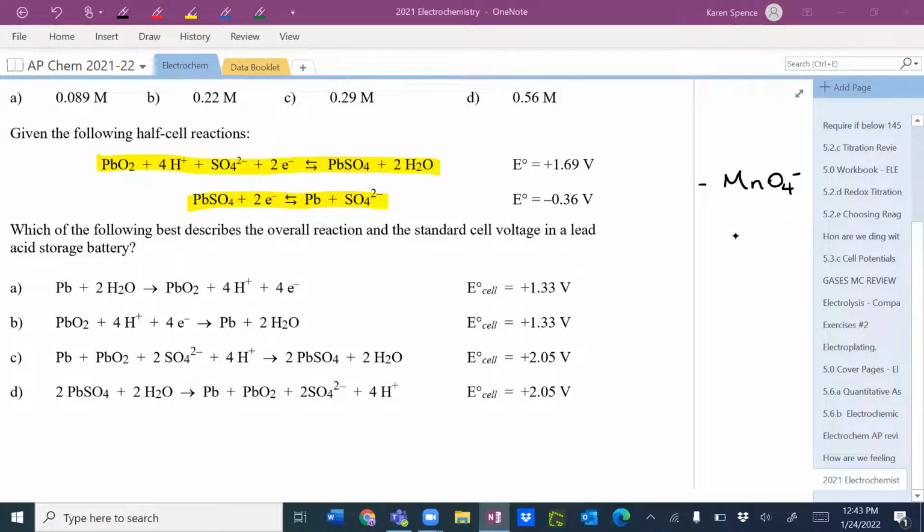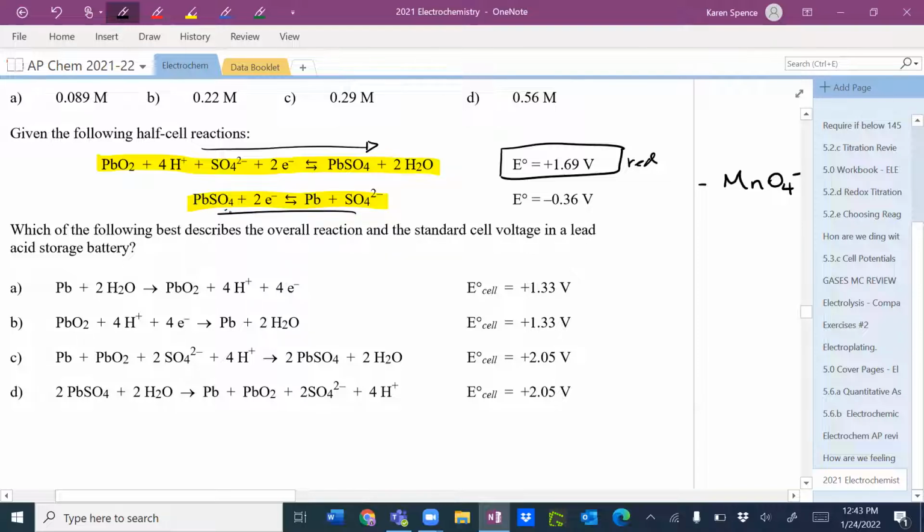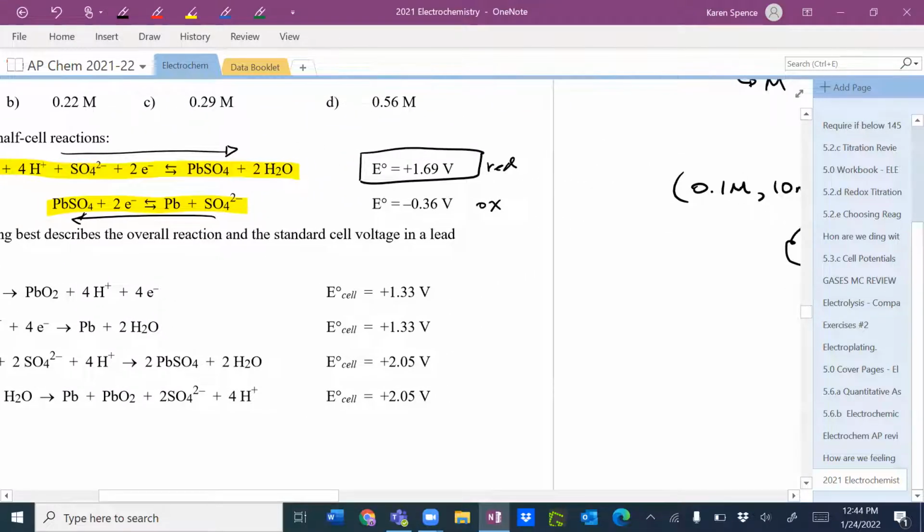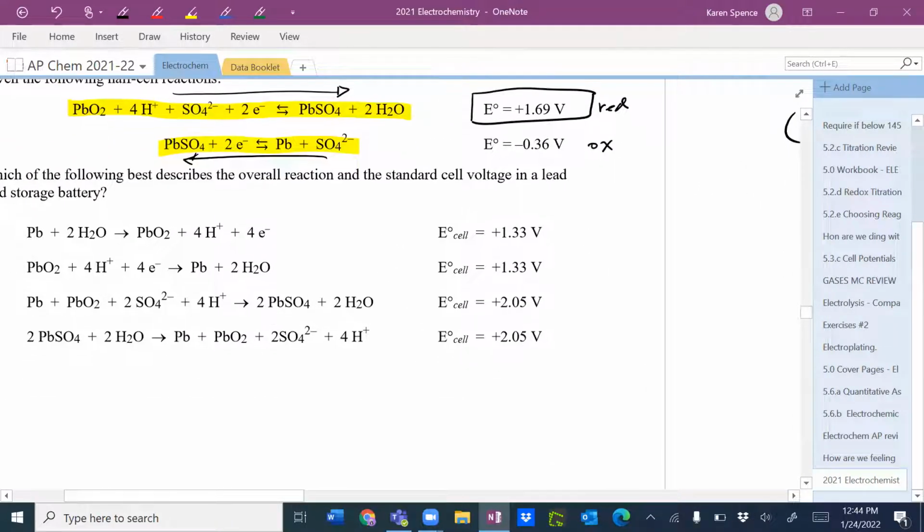Yeah, so this is our positive voltage here. So this is going to be our reduction, so it's going to go forward. This one is our lower voltage, so this one is going to go backwards, and that will be our oxidation. Okay, so I'm going to just, can I fit it on here? I can, excellent.